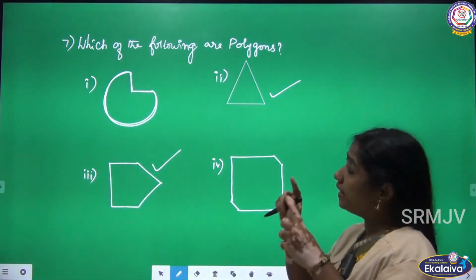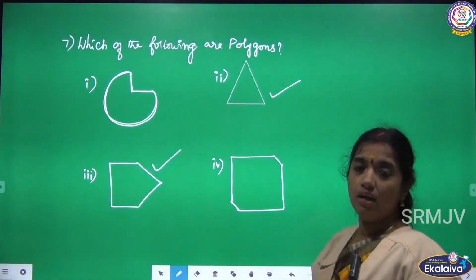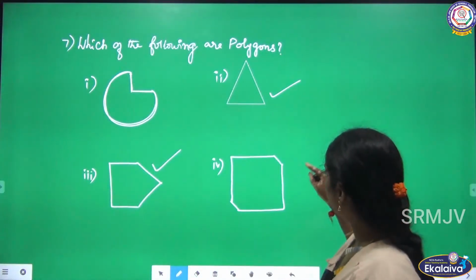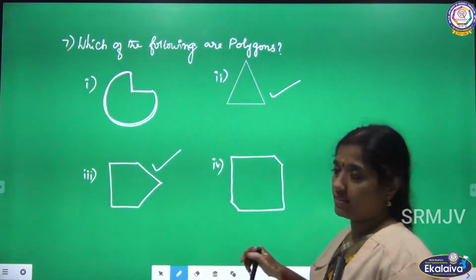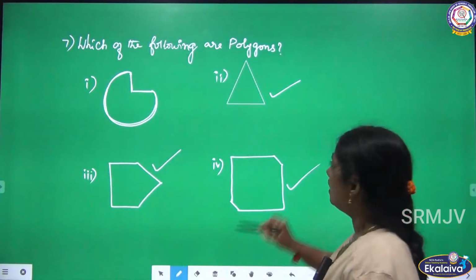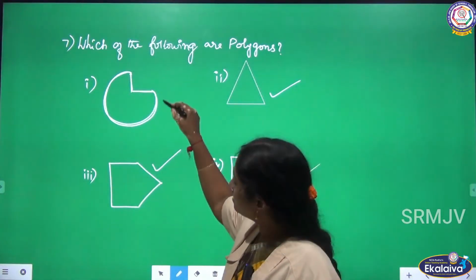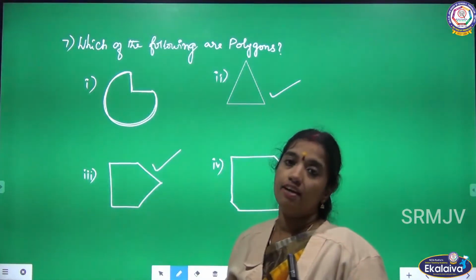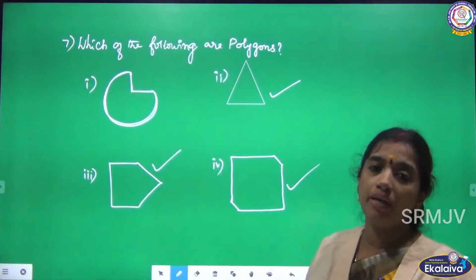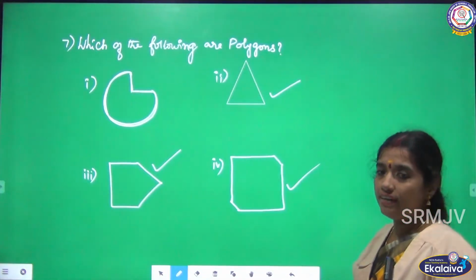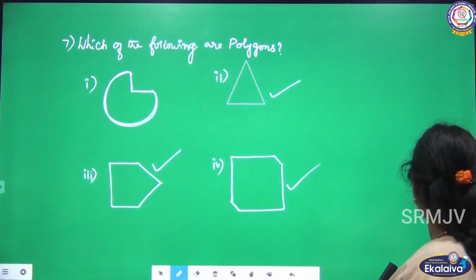See here, there is no curve here. I said that a polygon is a closed figure which has 3 or more line segments. So this is also a polygon. Here the 2 line segments are there, but what is there? An extra curve is there. So I cannot consider it to be a polygon. Got it? Shall I move on to the next one, children?